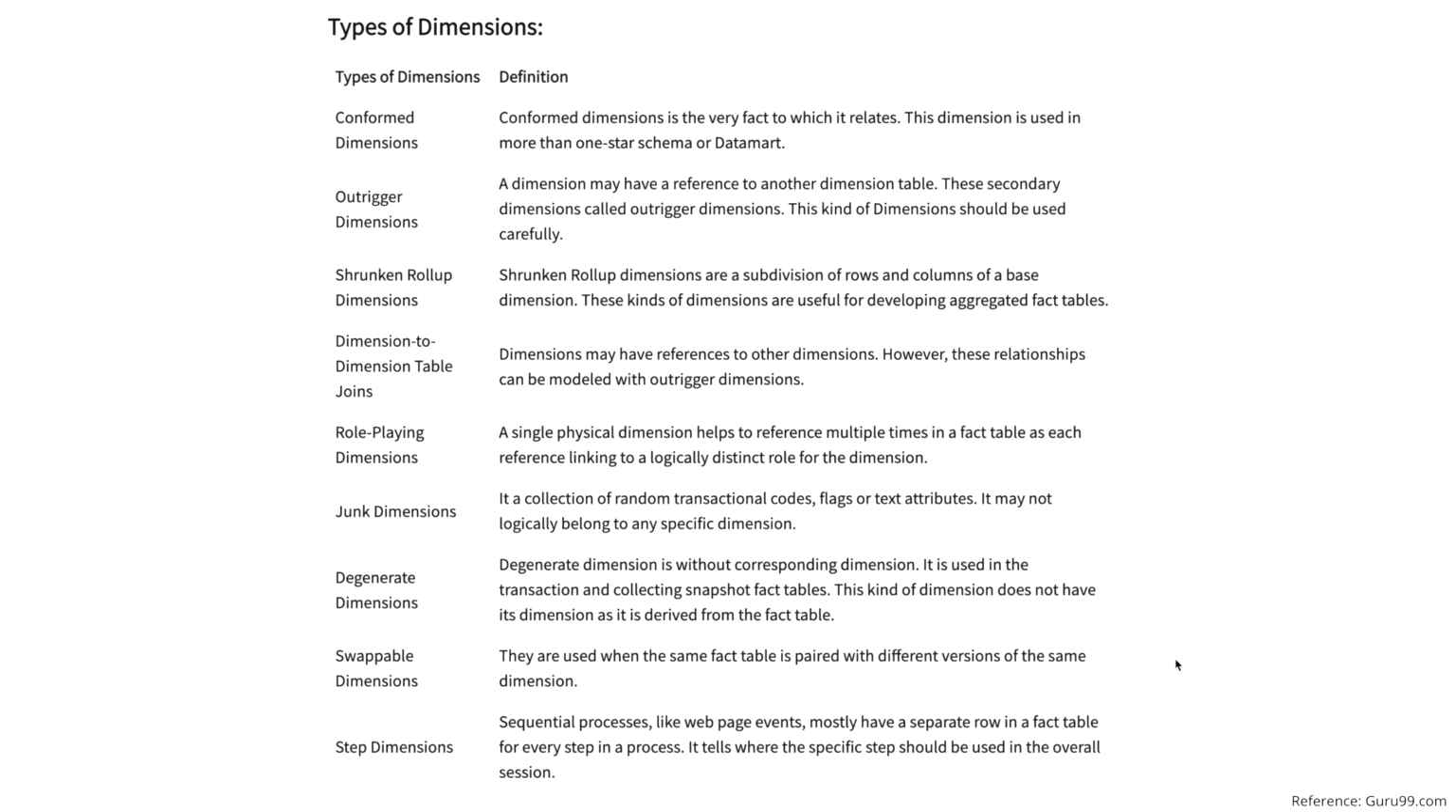Next is swappable dimensions. They are used when the same fact table is paired with a different version of the same dimension. And lastly is the step dimensions, which are sequential processes like web page events. Mostly have a separate row in a fact table for every step in the process. It tells where the specific step should be used in the overall session. So all these were the different kinds of dimensions. If you would like to know more, you can read about more data warehousing concepts and there you will get to know.